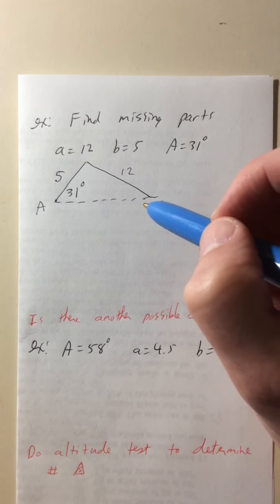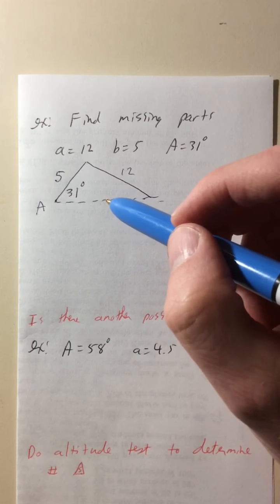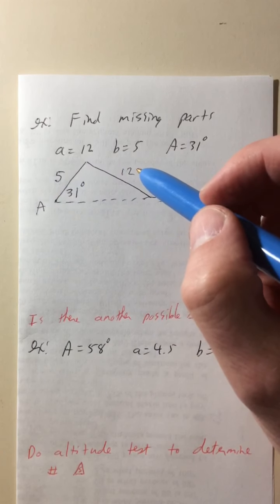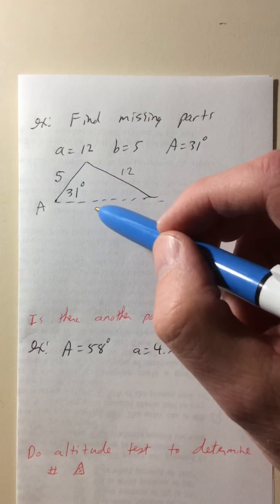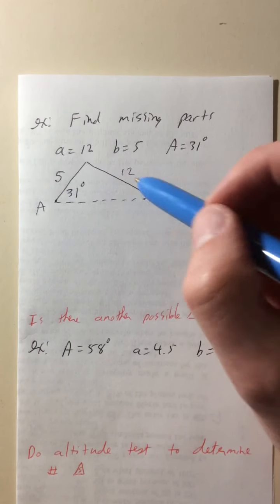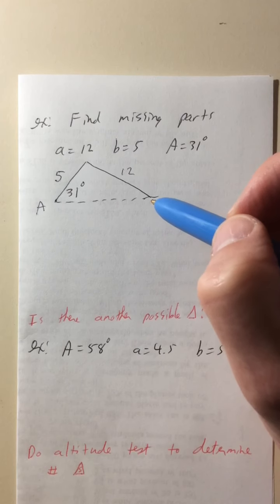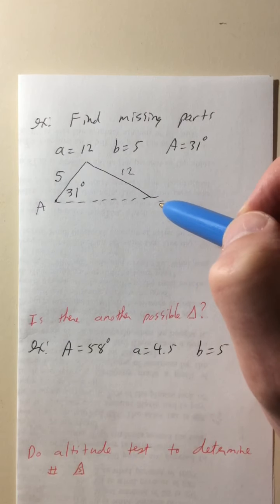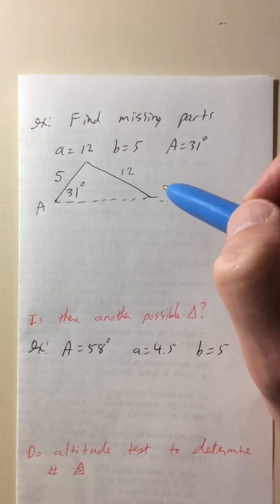I feel like we're missing something here in this diagram. 5, 12, 31. I was going to say it's 5, 12, 13, but we don't know that. I left out a piece of information from this problem. That's not very comfortable.